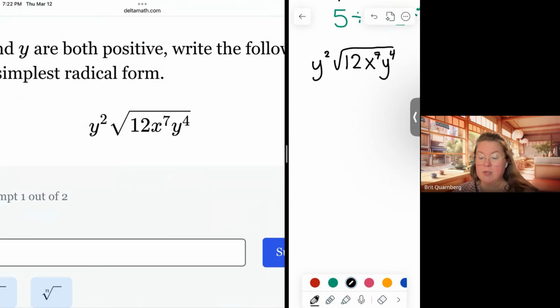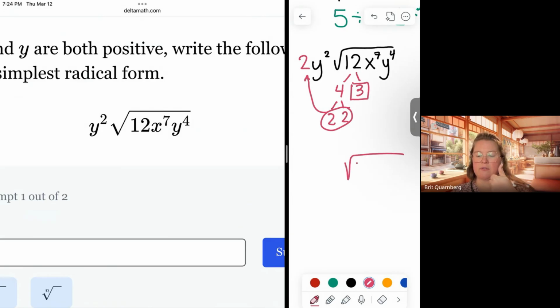Okay, so let's start with the number parts. I can do that. So 12 is 4 times 3. And 4 was 2 times 2. So here's our 2's. So a 2 is going to come out. Makes sense so far? Oh, wait, and the 3 is going to stay inside. So down here, in my answer, I know I'm going to have a 3 on the inside and a 2 on the outside. Okay, good. Now let's do the x's.